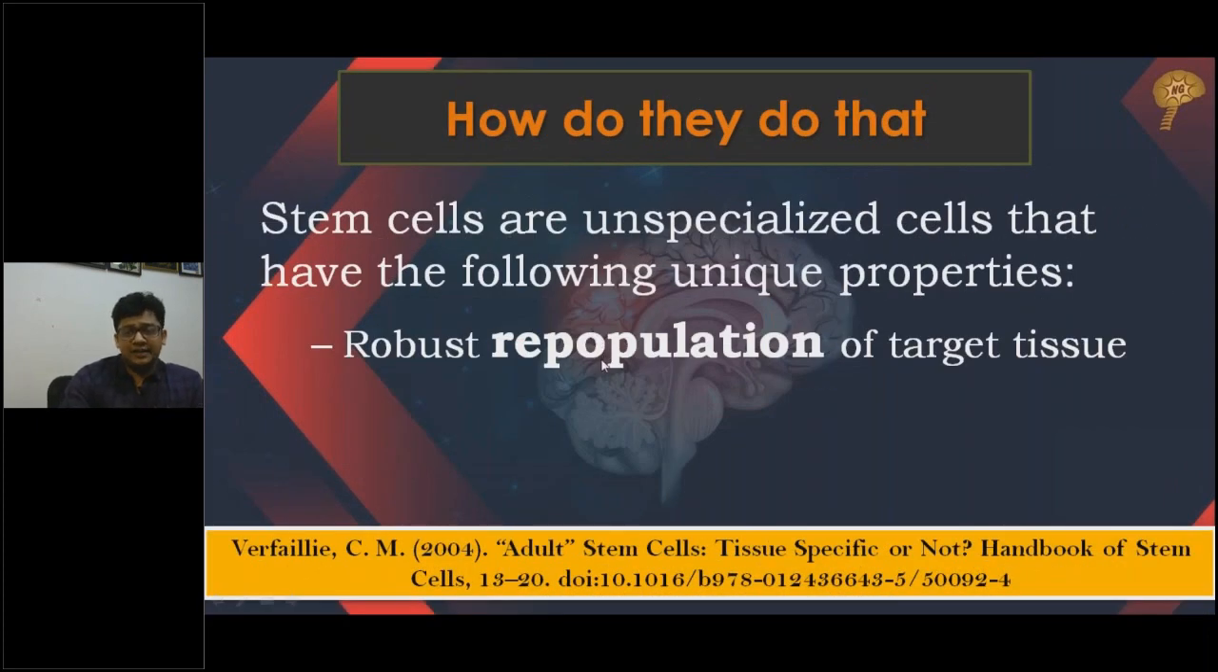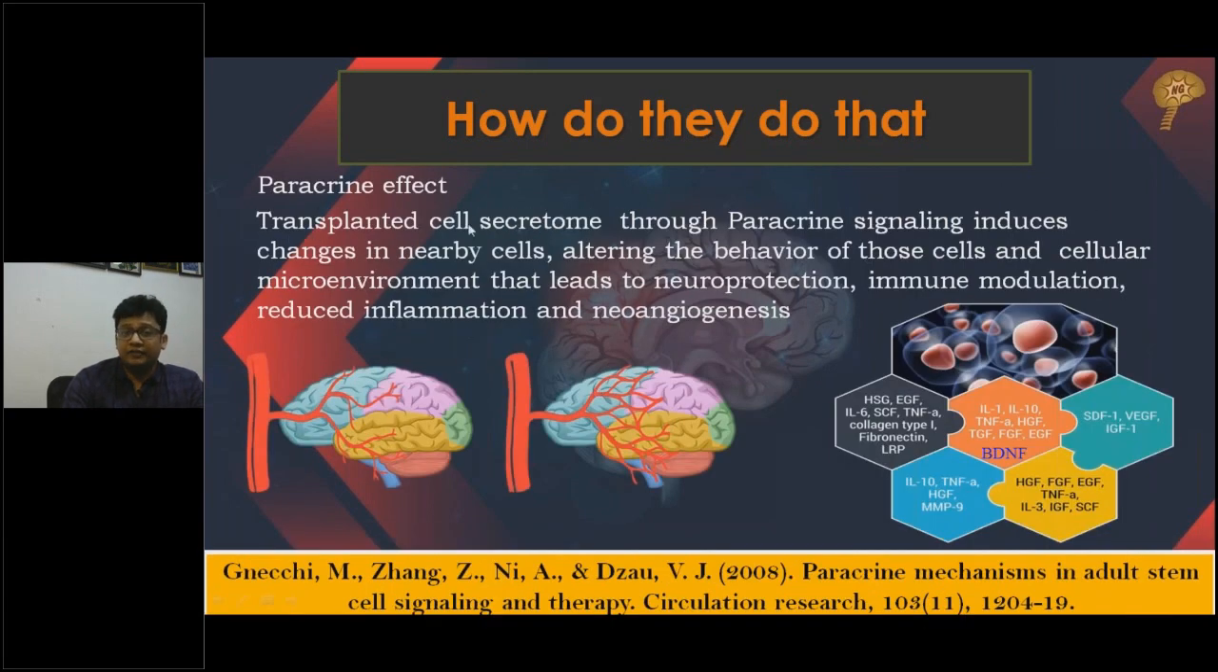Stem cells are unspecialized cells that have the following unique properties: robust repopulation of target tissue. It has a paracrine effect. Transplanted cell secretome through paracrine signaling induces changes in nearby cells, altering the behavior of those cells and the cellular microenvironment, which leads to neuroprotection, immune modulation, reduced inflammation, and new blood vessel formation.